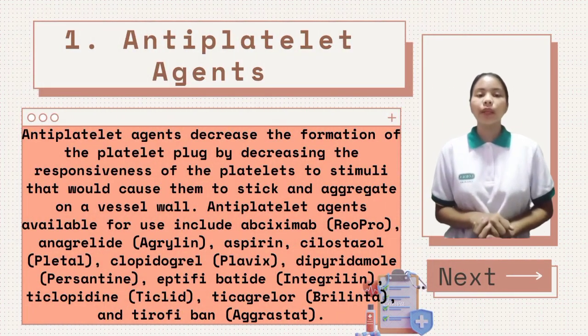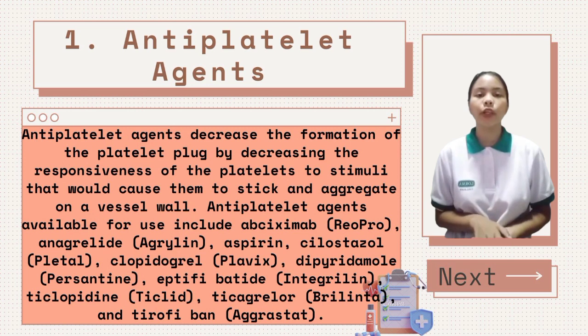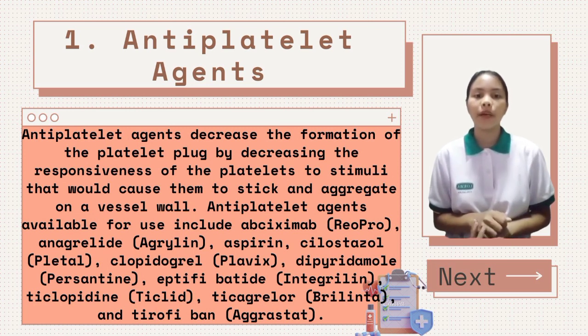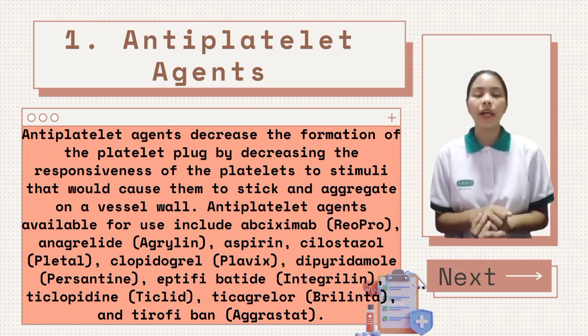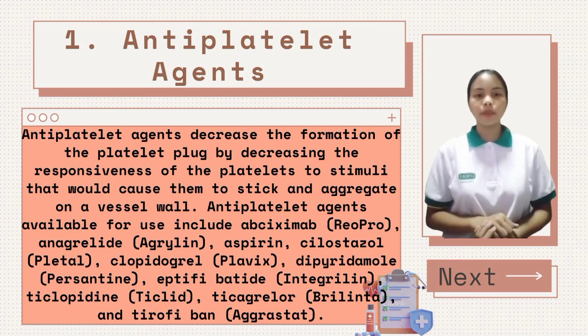Antiplatelet agents decrease the formation of the platelet plug by decreasing the responsiveness of the platelets to stimuli that would cause them to stick and aggregate on a vessel wall. Antiplatelet agents available for use include abciximab or ReoPro, anagrelide or Agrylin, aspirin, cilostazol or Pletal, clopidogrel or Plavix, dipyridamole or Persantine, eptifibatide or Integrilin, ticlopidine or Ticlid, ticagrelor or Brilinta, and tirofiban or Aggrastat. So let's move on to the next reporter.